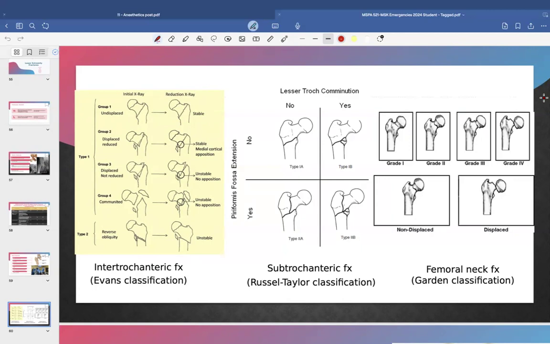But we can go on to other fractures. They aren't gonna really make you know the classifications of fractures on these guys. Just know your shoulder ones.